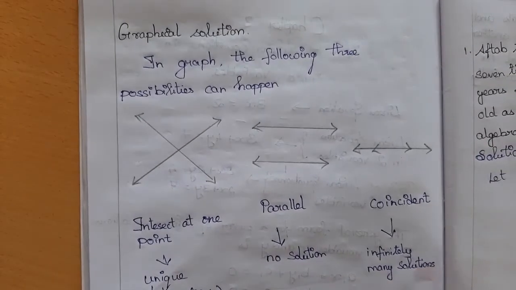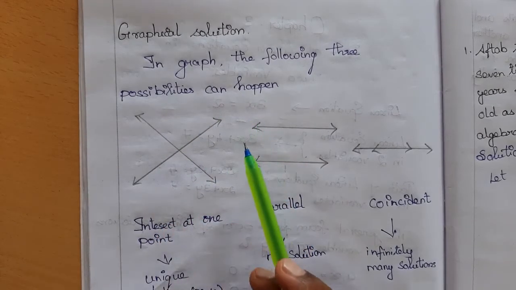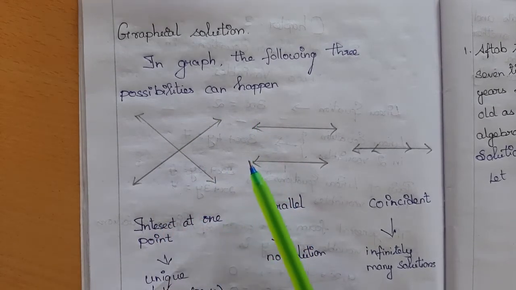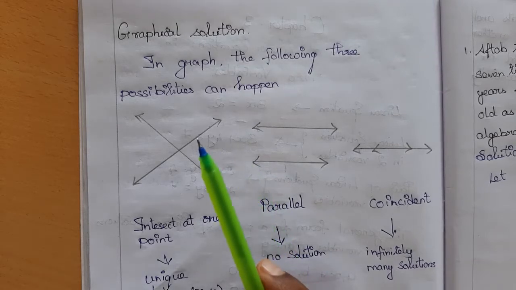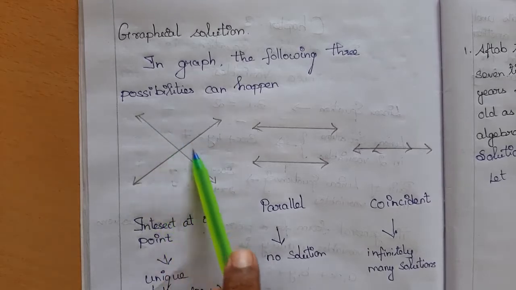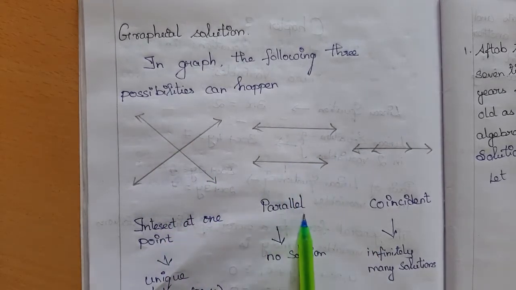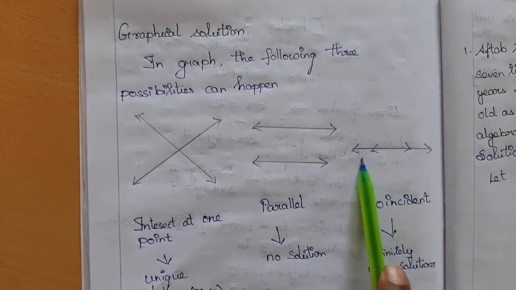Considering the graphical solution, the following three possibilities can happen. The linear equation, we know, can be drawn as a line, right? So for a pair of equations, we can draw two lines. Either the two lines can intersect, or the two lines will never intersect, which we call parallel, or the two lines are coincident.